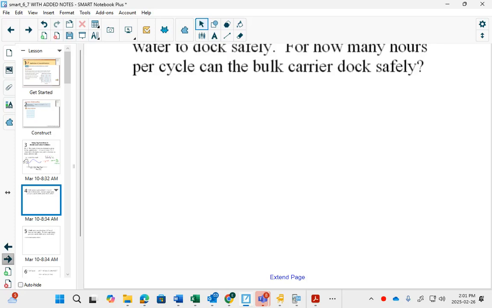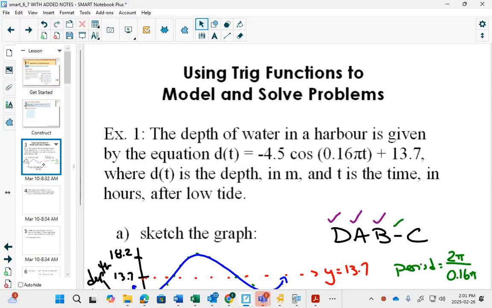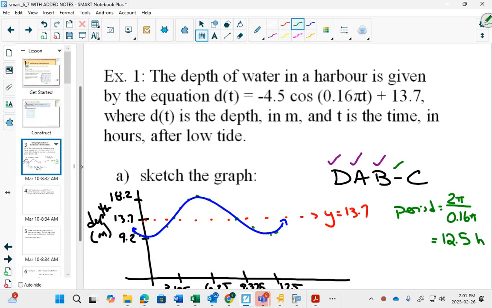Now part B. This is a big ship. Bulk carrier, a big ship needs at least 14.5 meters of water to be able to be safe. How many hours can it be safe? So we're going to solve this in 2 different ways. One, to help prepare for those of you that are taking AP Calculus next year, we're going to look at how we can use our graphing calculator to quickly solve this.